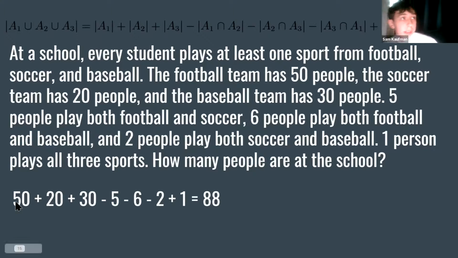So we start by adding the size of each individual set. So that's 50 plus 20 plus 30. Then you subtract the intersection between each pair of sets. So that's 5 people who play football and soccer, 6 people who play football and baseball, and 2 people who play soccer and baseball. But now you have to add back the 1 that you subtracted an extra time. And this is the person who plays all 3 sports. And that gives 88.